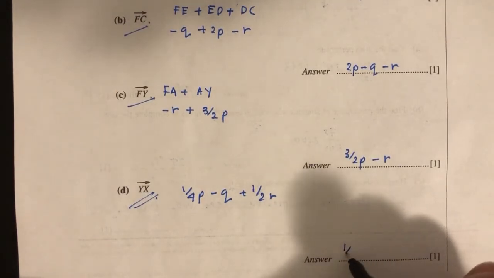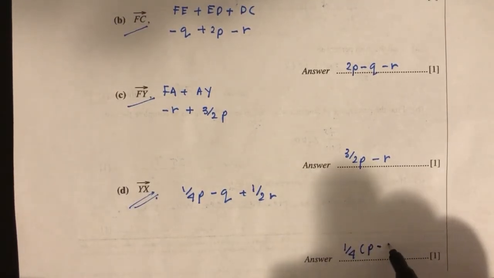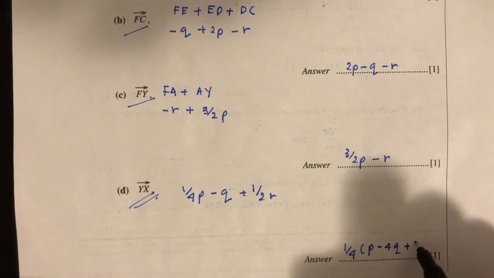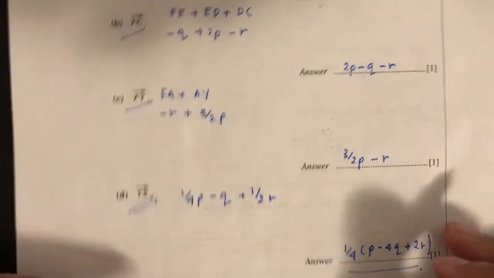So we can take this out. We can have 1/4 of P minus 4Q and plus 2R. Okay.